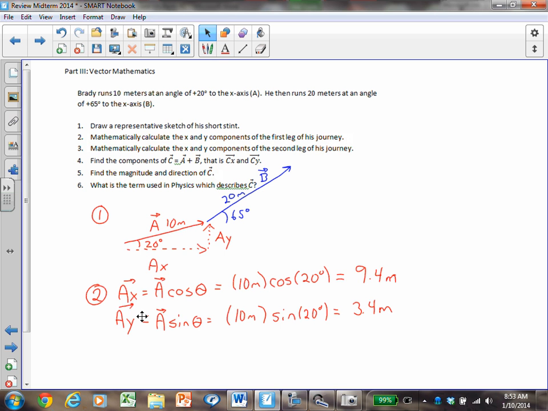If I was to draw the components, number 3 says mathematically find the components for x and y of the second leg of the journey. How would I go about doing that? If I was to draw them in there first, let's do that. Lizzie?